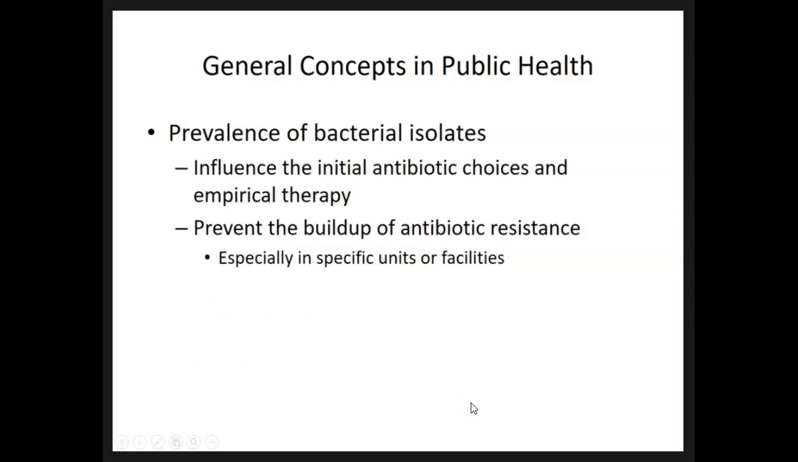We are also looking for the prevalence of bacteria isolates, the influence of antibiotic choices, and the prevention of antibiotic resistance buildup, especially in units or facilities. The microbiology laboratory provides something called an antibiogram for physicians at every hospital. It's a list of the commonly used antibiotics and the commonly found pathogens, and those antibiotics are known to work. So what we're looking for is those pathogens that are showing a divergence from working with those antibiotics.